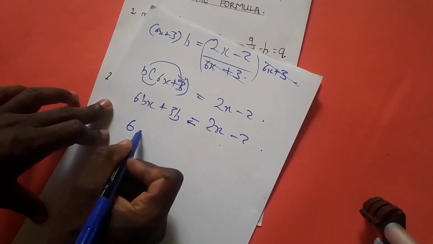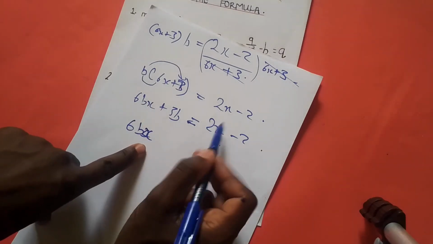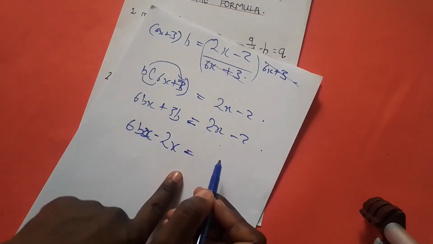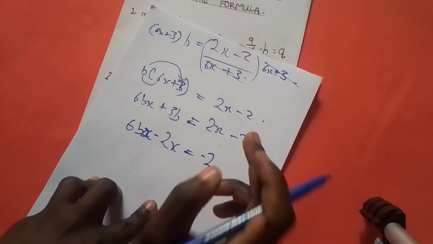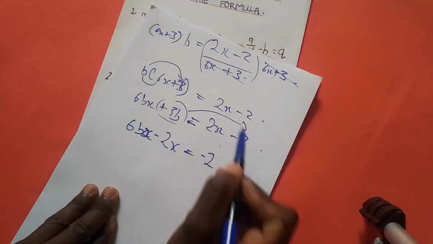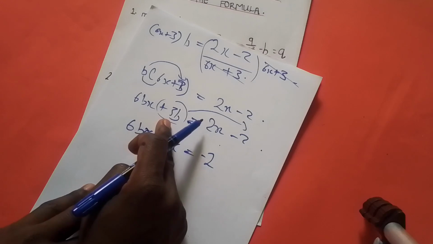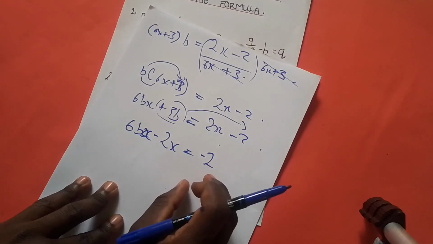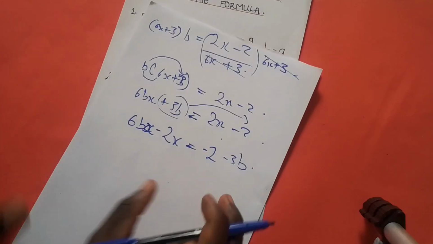Therefore, leaving us with 6bx minus 2x equal to negative 2. This negative 2 has been left alone. Minus this term, positive 3b is also flying across the equal sign. Sorry, I said 3bx earlier. This is 3b. Positive 3b, when it flies across the equation, will become negative 3b. So we are at this point in our equation now.